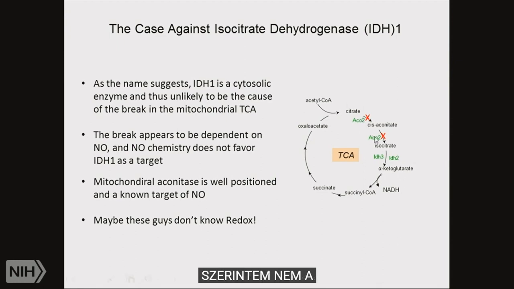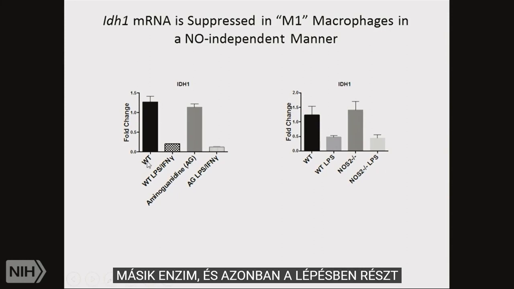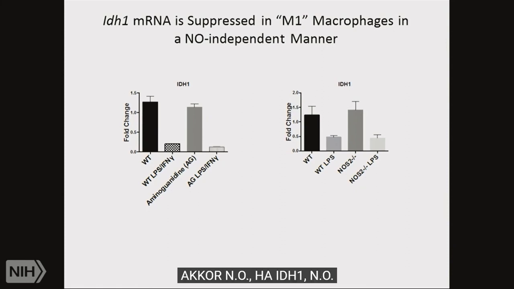But we were, and we said, hey, there's this other enzyme up in here called ACO2, and it's involved in that same sort of step, okay? So if NO is required for this little break to occur, right? Then if it's IDH1, NO should be required for that. Well, IDH1 goes down, but it goes down even when you block NO or even in NO nulls. So it's not IDH1. They got it wrong. They don't know it yet because we're just writing it up, but they're going to find out soon that they're wrong.